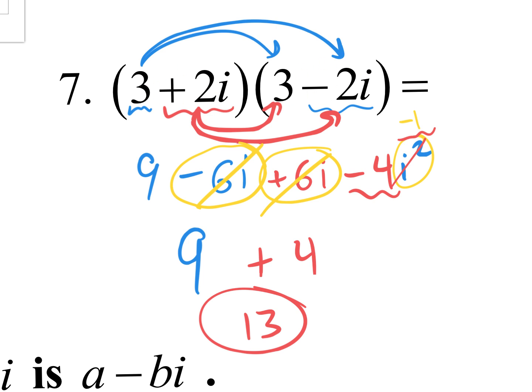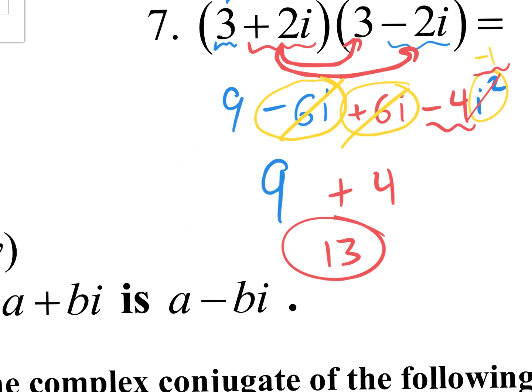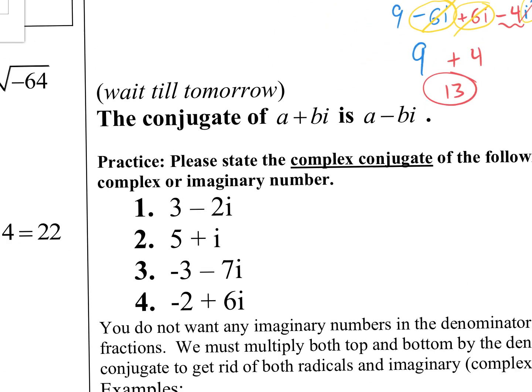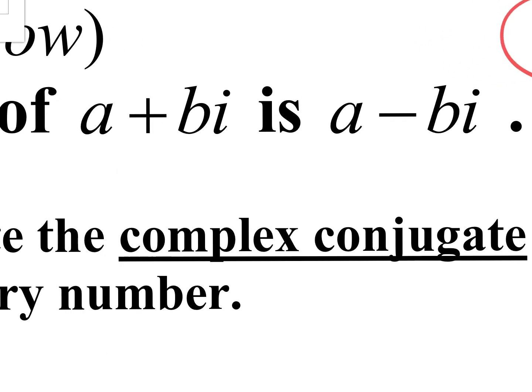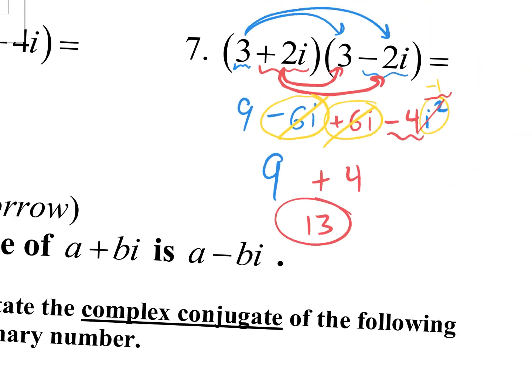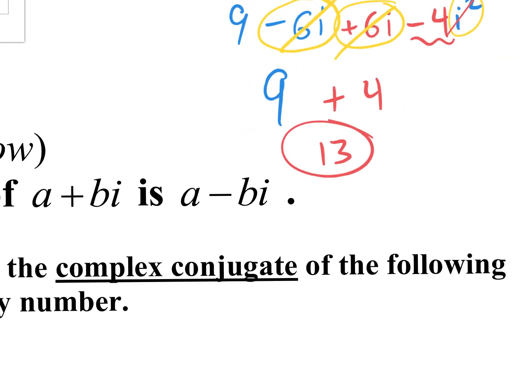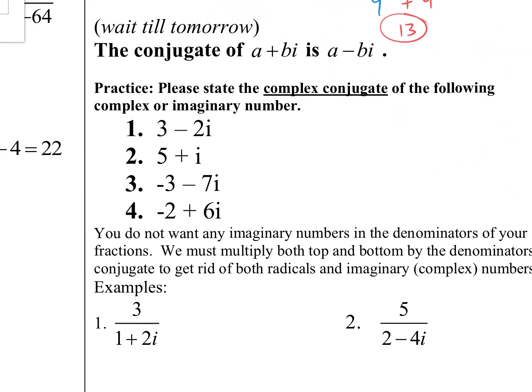Okay, you're probably thinking, what the heck's a conjugate? That's what we're learning today. Let's read it down here. The conjugate of a plus bi is a minus bi. So it's pretty much the identical binomial, but you just change the middle sign. So when you multiply a binomial with its conjugate, the imaginary terms disappear. When you combine the middle terms, they eliminate, and you end up with a nice, beautiful answer, like in this case, 13.